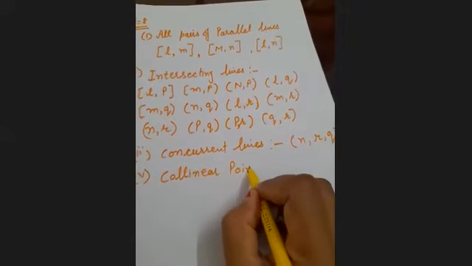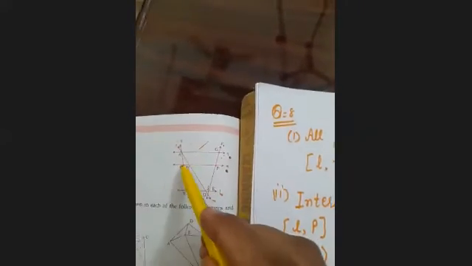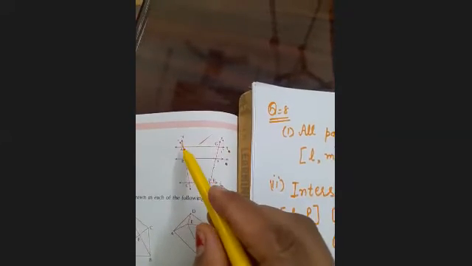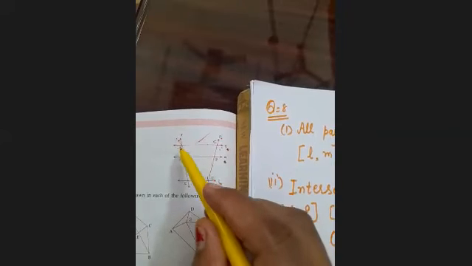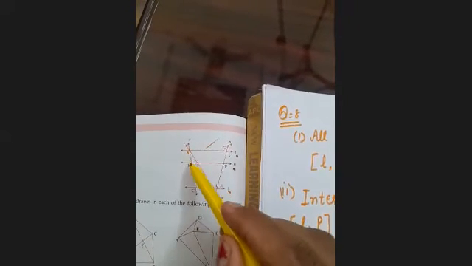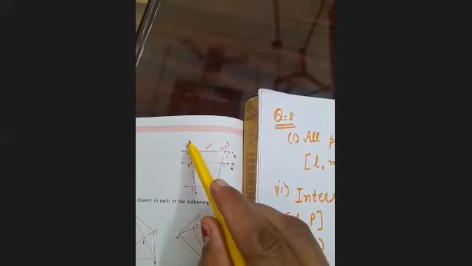Collinear points. Yes, friends. In this figure, the collinear points are points A, B, and C. As you know, collinear points are those points, two or more, that lie on one line. These three points A, B, and C all lie on line Q. A, B, C are three collinear points because all three points lie on the same line.